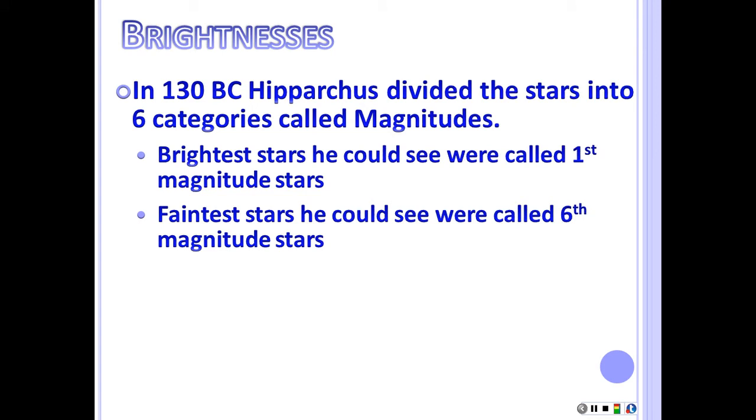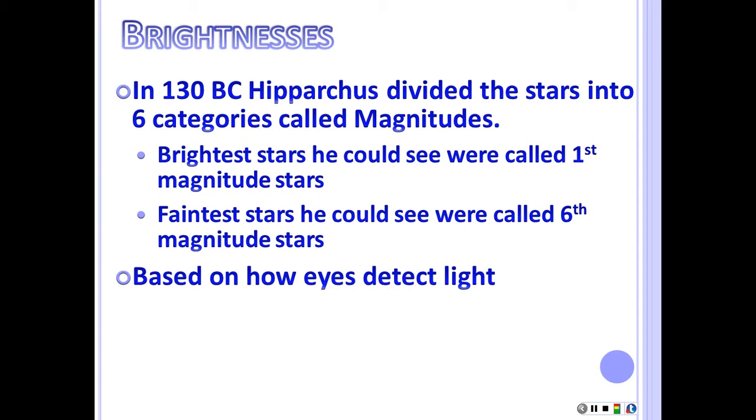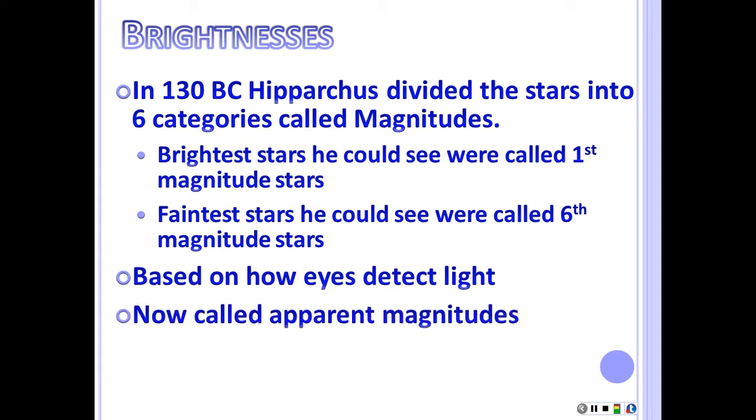And so about 2,000 years ago, Hipparchus basically said, I'm going to divide all the stars I can see into different brightnesses, and I'm going to call it magnitudes. I've got the brightest stars are going to be the first magnitude, and the faintest stars are going to be the sixth magnitude, and I'm just going to divide them according to how bright they look to my eye. And it's based on how the eye perceives light, and we call these apparent magnitudes.